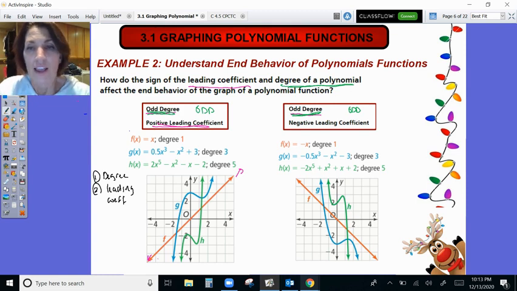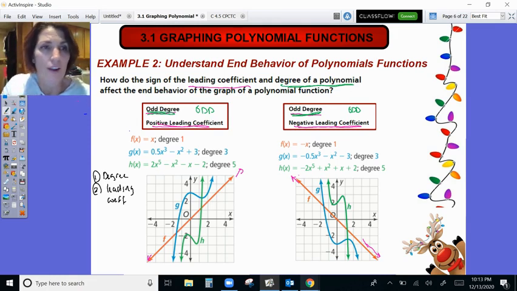Okay. And over here, notice that I have an odd degree and a negative leading coefficient. So if it's a negative leading coefficient, we're going to be decreasing from left to right, going down on the right-hand side. And since it's odd degree, we'll be doing the opposite thing on the other side. It'll be going up on the left-hand side, or towards positive infinity as x goes to negative infinity. So just think about it as going up or down on the left and right-hand sides.